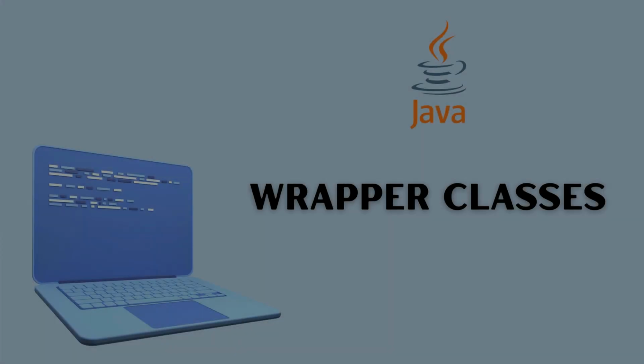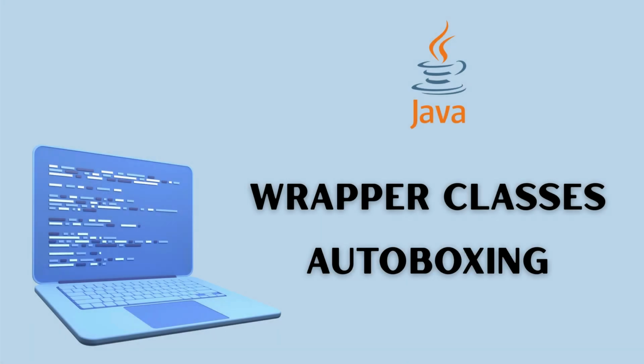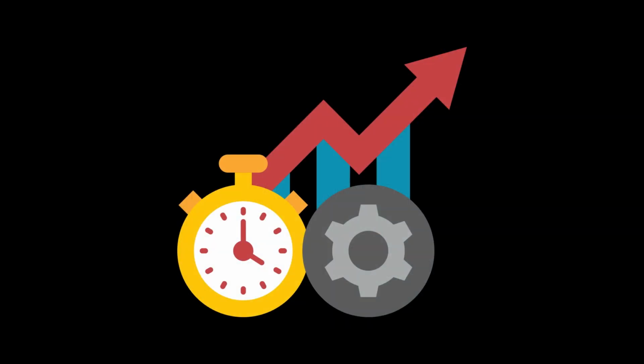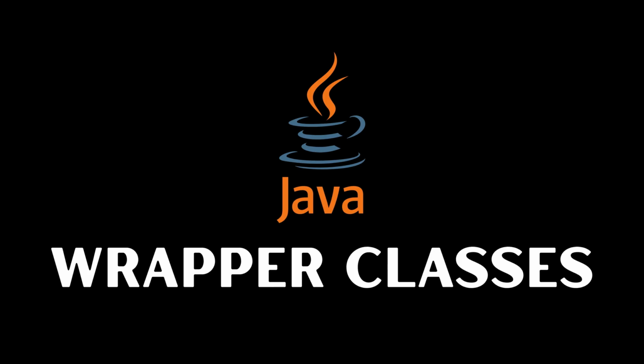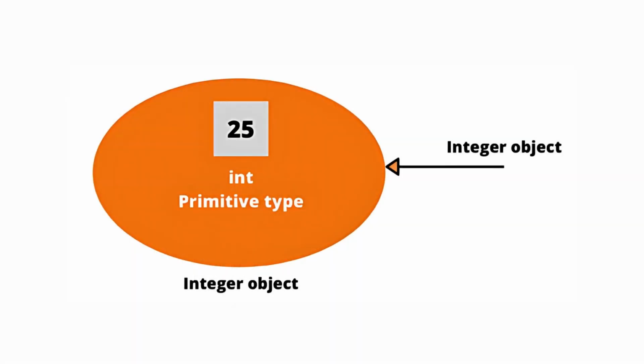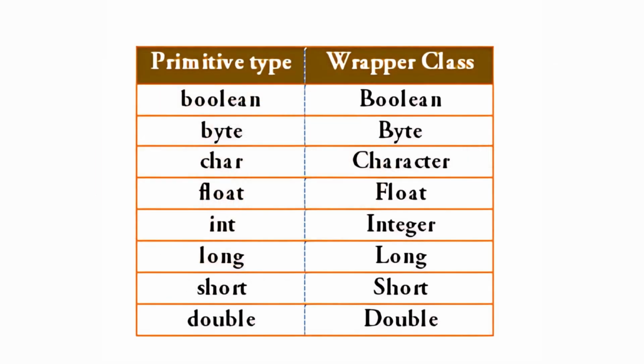Wrapper classes and something called autoboxing. Don't worry, it's way easier than it sounds. So, what are wrapper classes? In Java, every primitive type like int, char, double has a special object version. These are called wrapper classes. int, Integer; char, Character; double, Double; boolean, Boolean. So basically, wrapper classes wrap primitive data types inside an object.